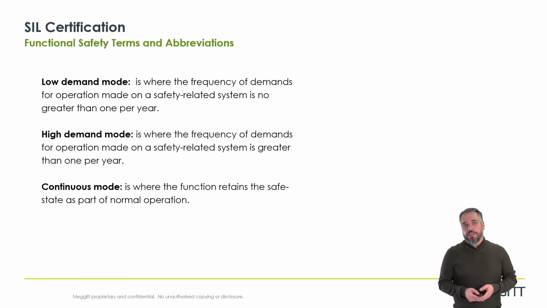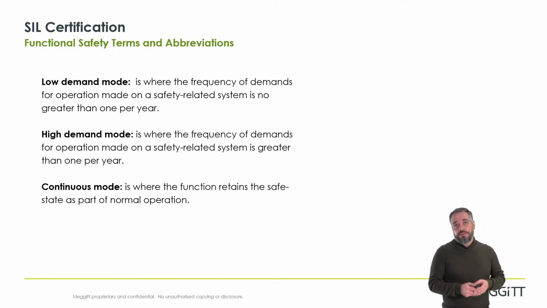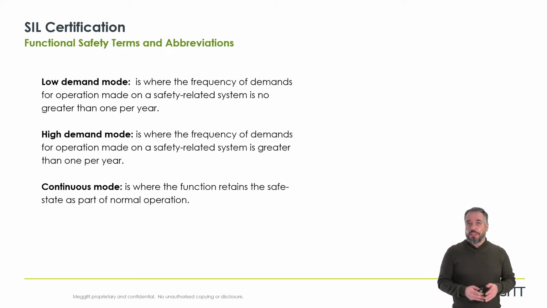Another important definition in functional safety is the demand mode. We have three modes: low demand, high demand, and continuous mode. A safety system operating in low demand is expected to be called for action less than once per year. More than that, it will be operating in high demand mode. And if the safety function is responsible for maintaining the safe state as part of normal operation, then it will be seen as operating in continuous mode.